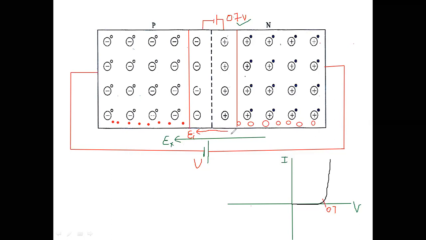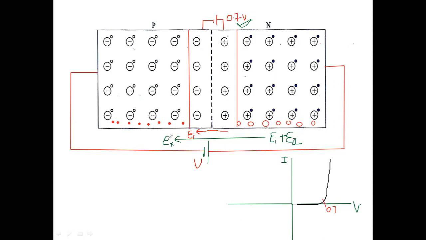What is happening? The internal electric field due to this potential barrier, and the electric field due to the external voltage source, are in the same direction. So what will happen? Both electric fields will sum up here, because both are in the same direction.